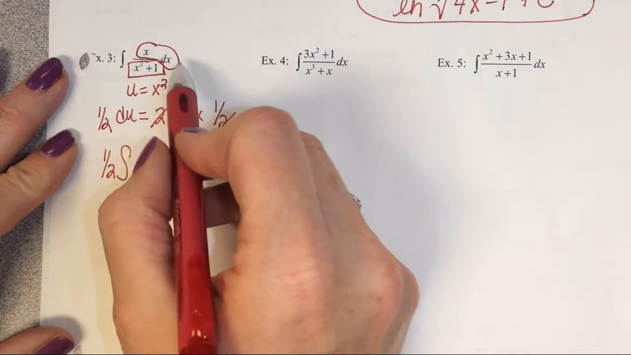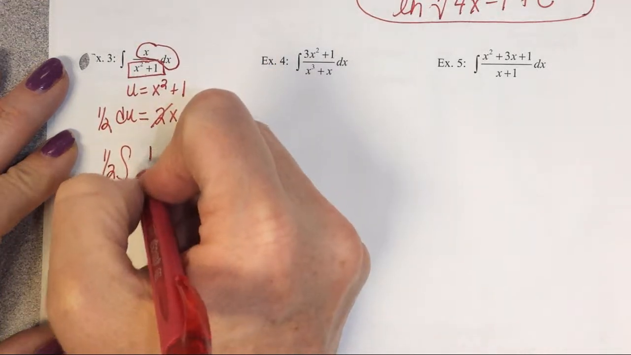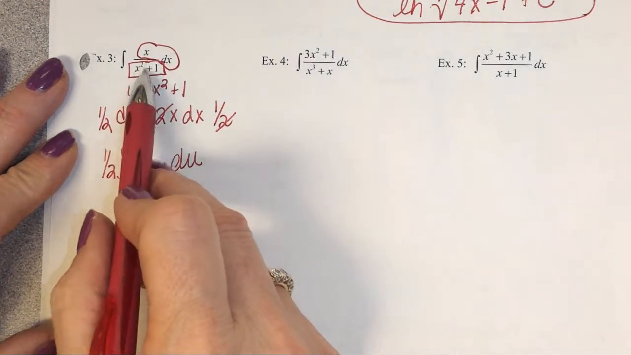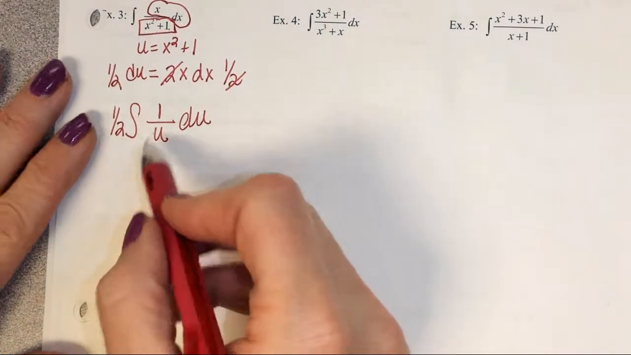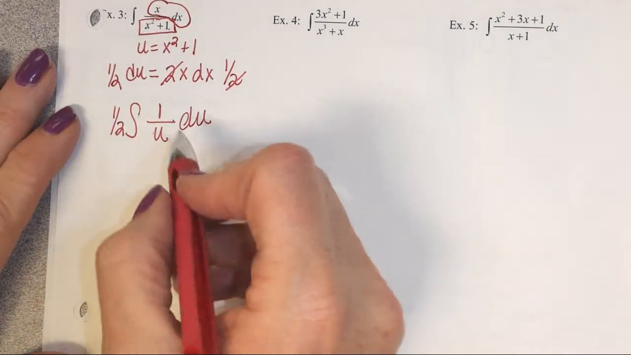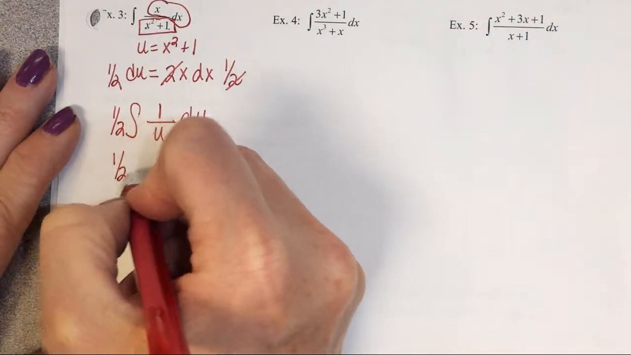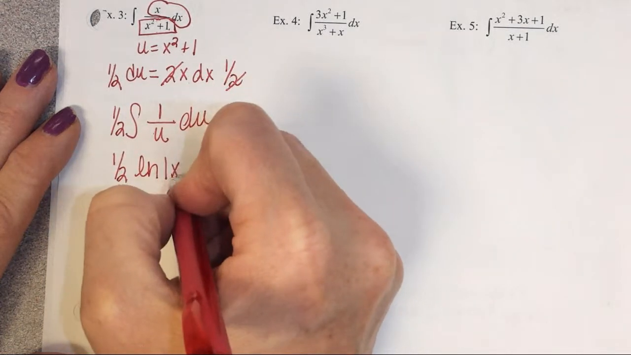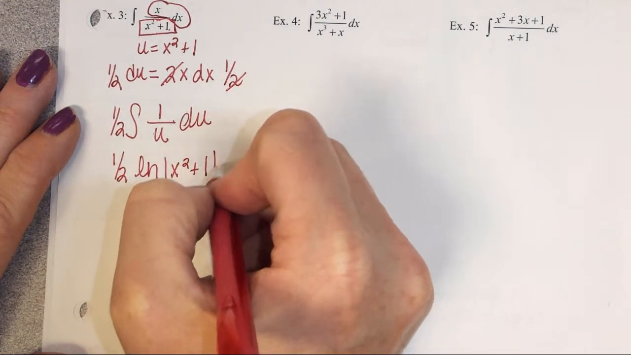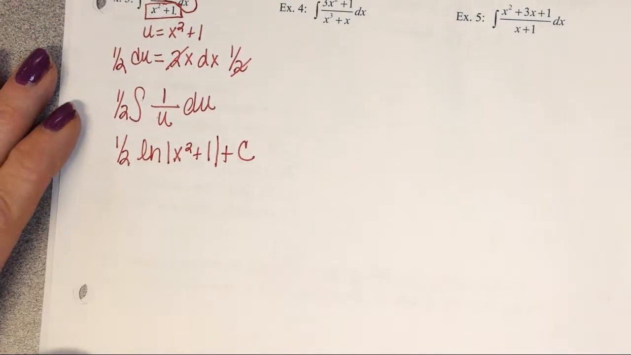So now I'm just left with 1, and then this x squared plus 1 is a u. And by now you should know the integral of 1 over u, 1 over x, is going to be 1/2 the natural log of the absolute value of x squared plus 1 plus c.